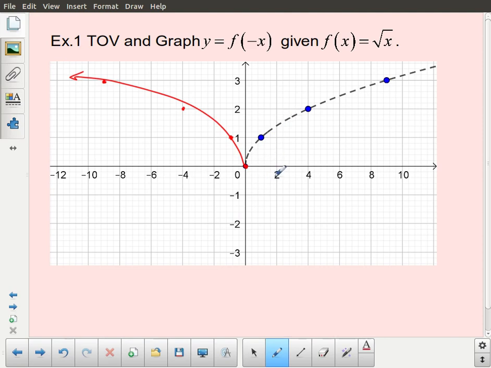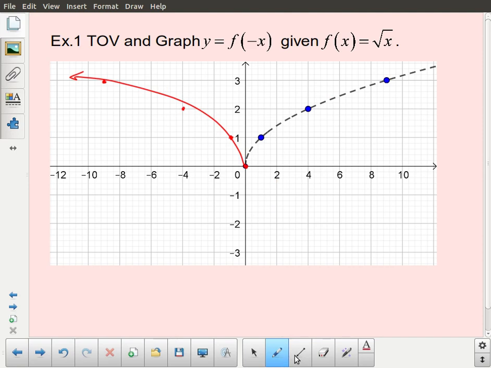Now, what do I want you to take away from this? What has happened? Visually, I think you can see that compared to our original graph, our new graph, our image, is actually a mirror image.